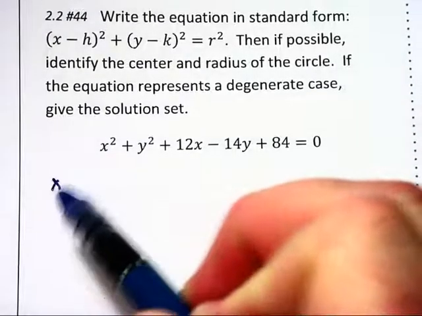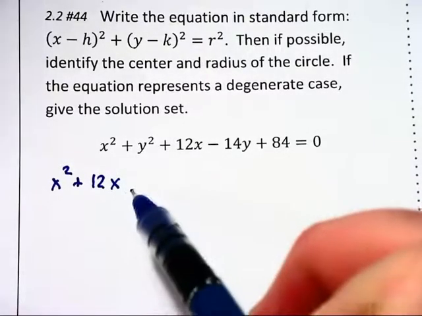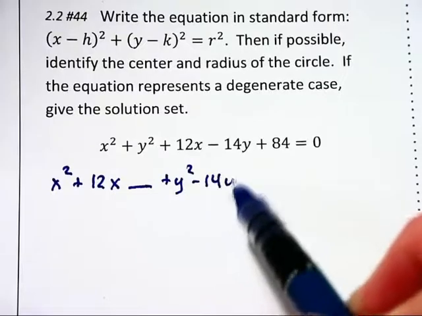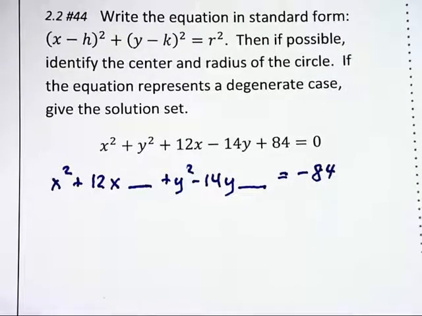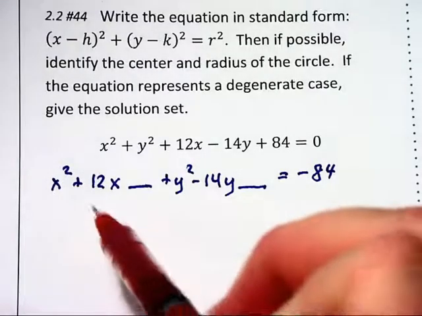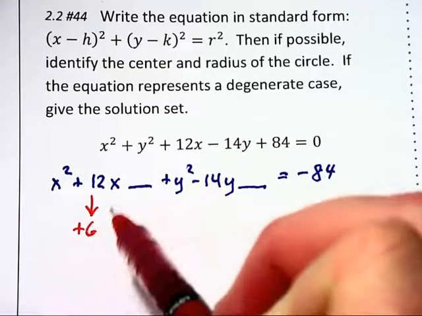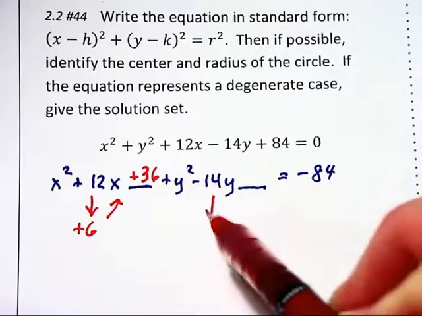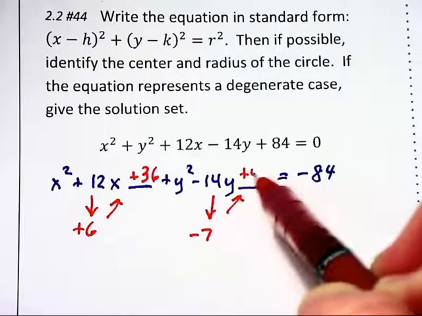We're going to group the x's and the y's separately. So x squared plus 12x, leave a blank, plus y squared minus 14y, leave a blank, is equal to negative 84. Group the x's and the y's on the left and bring the constant term to the right. Now we'll begin the cut in half square process. The 12 cuts in half to a 6, which squares to a 36. The negative 14 cuts in half to a negative 7, which squares to a 49.